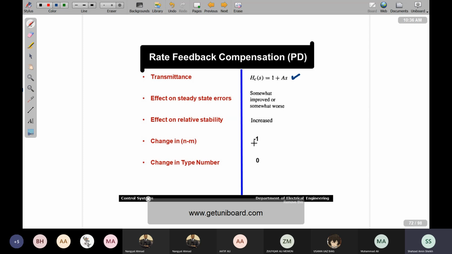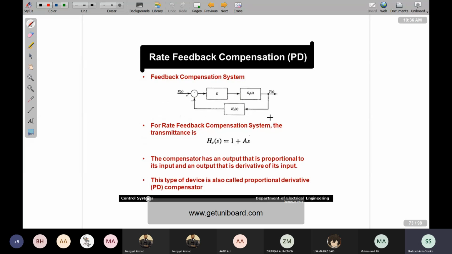You will be having n minus m जो है वो -1 हो जाएगा, and of course there is no change in the type number because there is no such root. आप s is equal to 0 पे कोई root जो है हम introduce नहीं करा रहे.